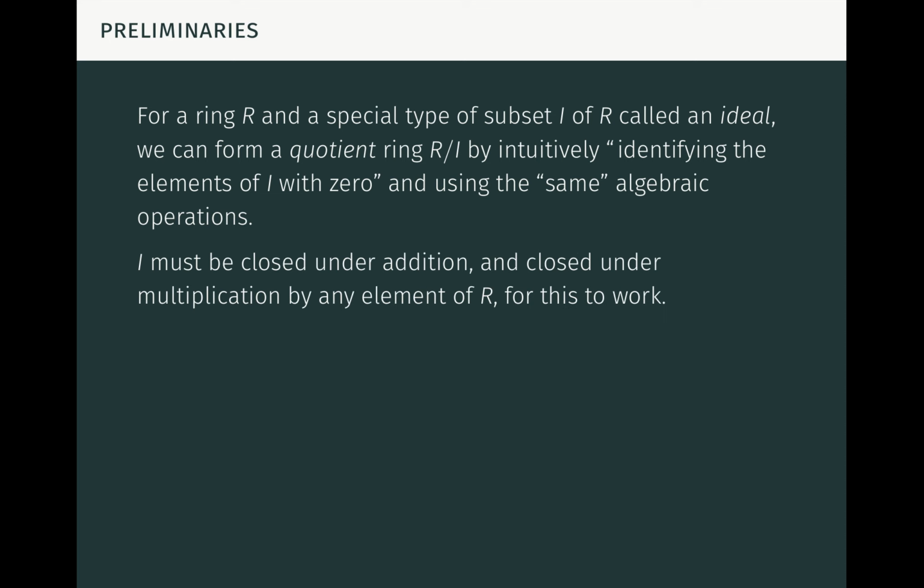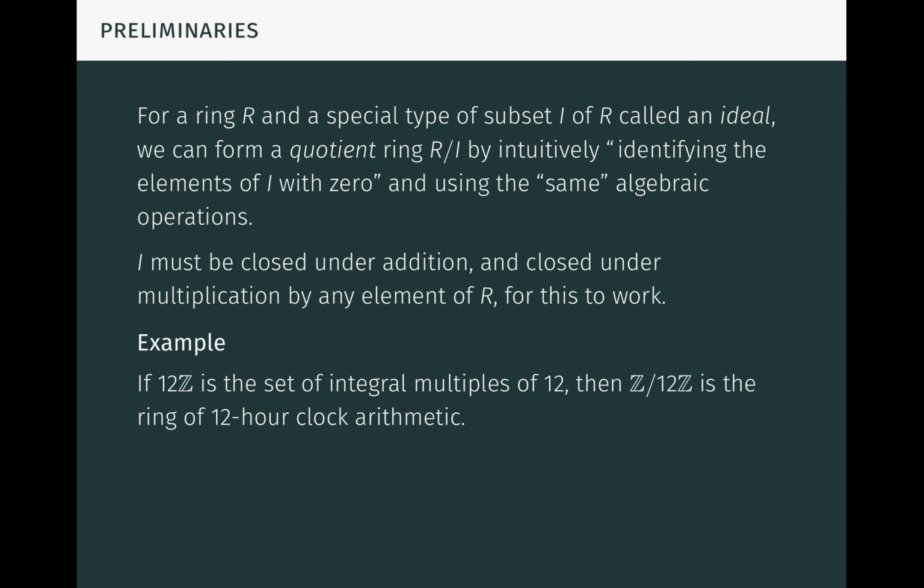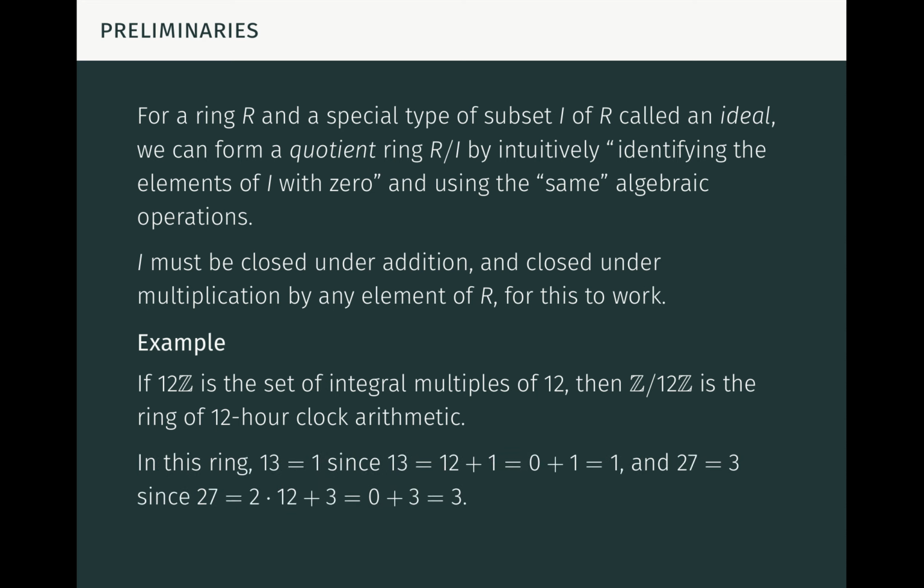In order for this to work, I needs to be closed under addition and under multiplication by any element of the ring. If you haven't seen this before, this sounds a little bit wacky, but hopefully this example will help clarify. If 12Z denotes the set of integral multiples of 12, then the quotient ring Z mod 12Z is just the ring of ordinary 12-hour clock arithmetic. In this ring, 13 is equal to 1, since 13 is just 12 plus 1, which is 0 plus 1, which is 1. And 27 is equal to 3, since 27 is just 2 times 12 plus 3, which is 0 plus 3, which is 3.